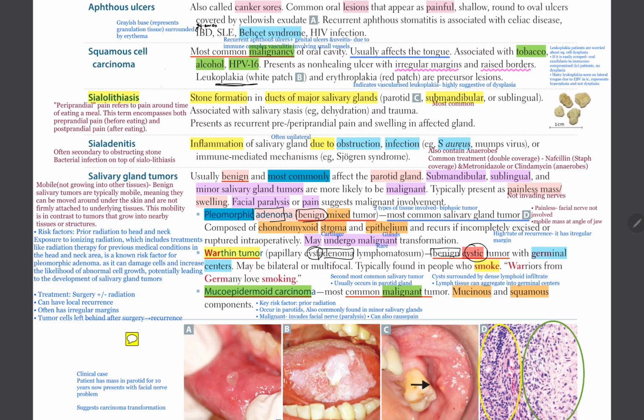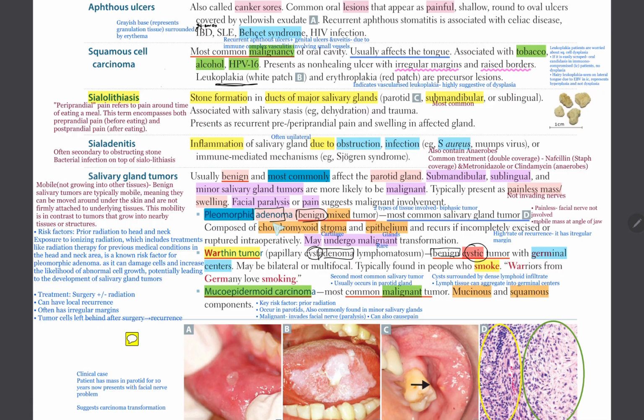Before that, we need to know that if it is benign, then there will be a painless mass, as it is not invading any nerves, and there will be just swelling. If you see a patient with facial paralysis or pain, then it suggests malignant involvement. Malignant is when the tumor is firmly attached to the underlying tissue, that is, it is not mobile. If it is mobile, then it is a benign tumor.